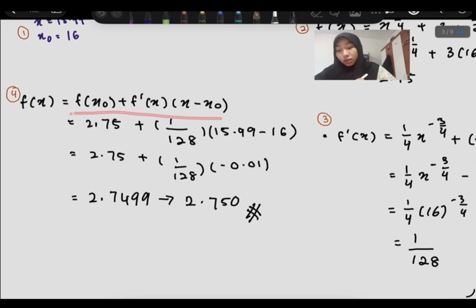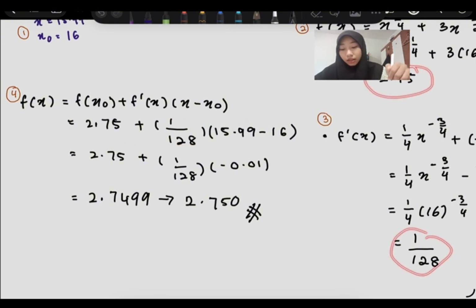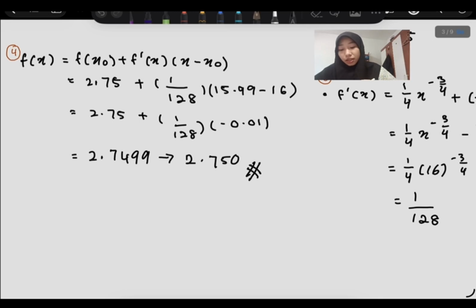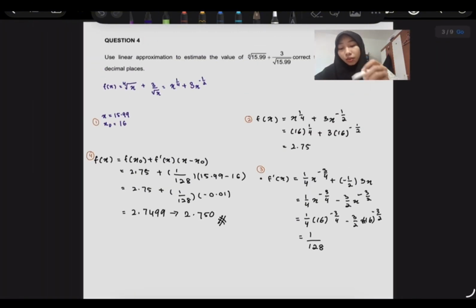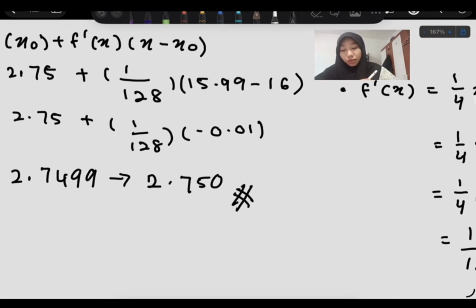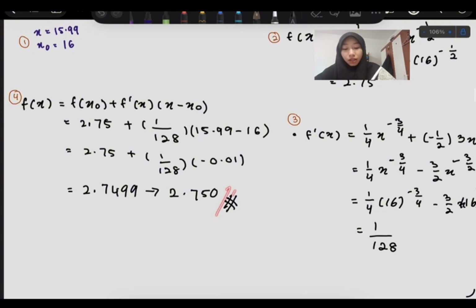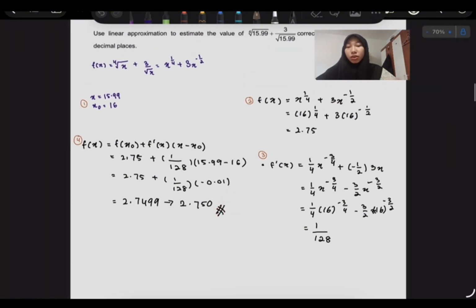Then as you all can see, we are going to do it like this with the numbers that we already calculated. So for the final, we got 2.7499. So in this question, that one is in 3 decimal places. So for the final, we got 2.750. So that's the final answer for this question. So that's all.